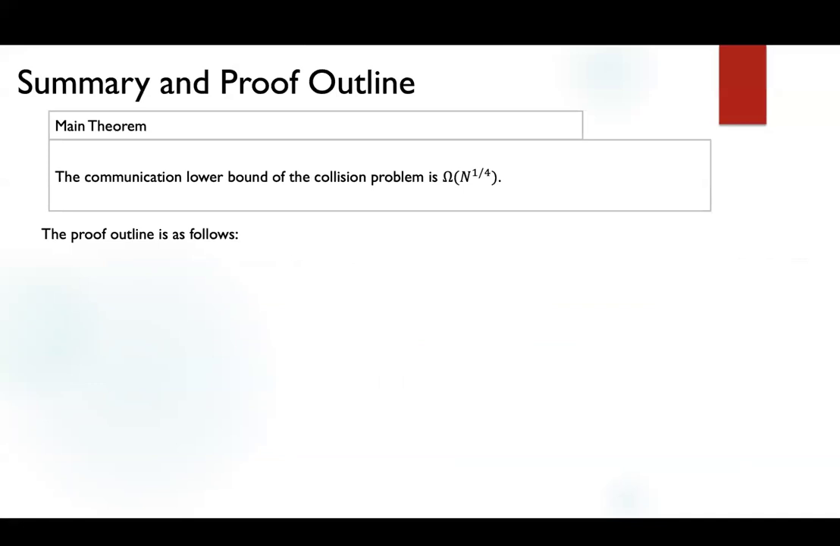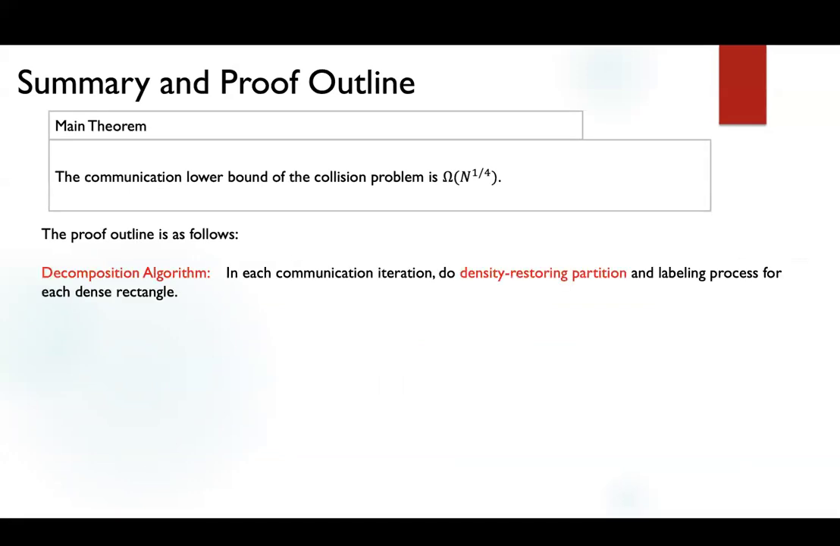Finally, I give a summary and proof outline. In this paper, we prove the communication lower bound of the collision problem is omega of n to the 1 over 4 power. The proof outline is as follows. We use a decomposition algorithm. In each communication round, we do the density restricting partition for the rectangle to decompose each rectangle into multiple dense rectangles. Then we do the labeling process for each dense rectangle.